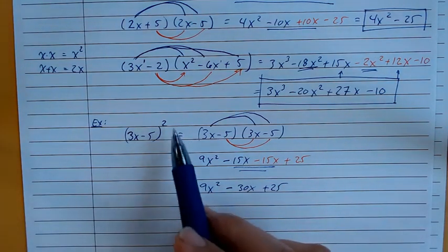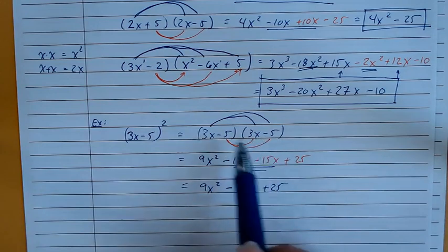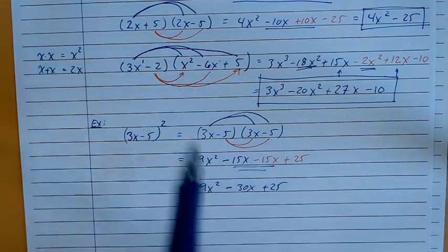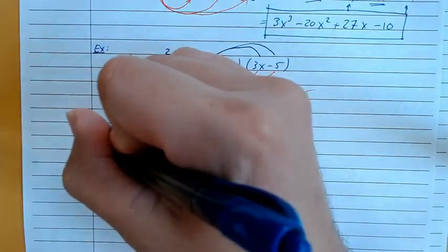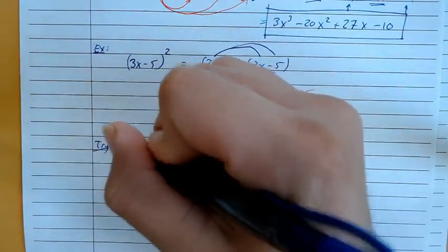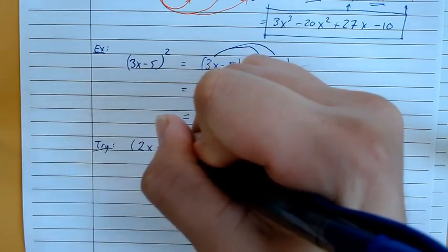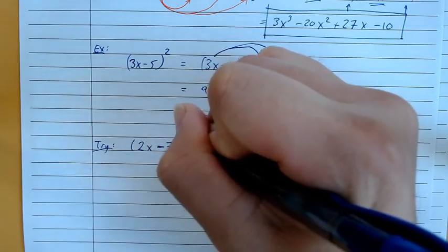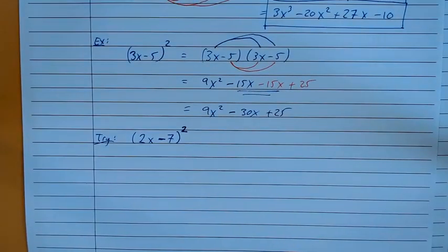So whenever you have a power, think of that power as repeated multiplication, and then distribute. Do the same thing we did over here. Do the same thing we do above to distribute. So as our last problem, go ahead and give that a try. Go ahead and take 2x minus 7 and go ahead and square that. Pause the video, and once you're done, go ahead and unpause and we'll go through it together.